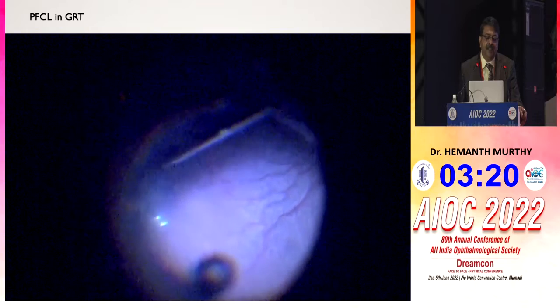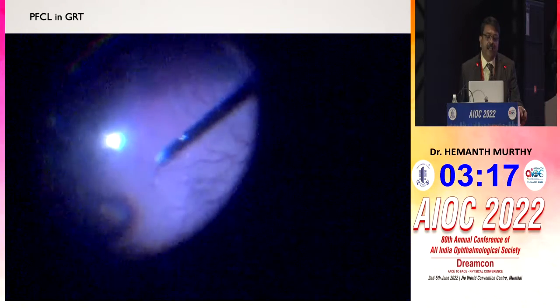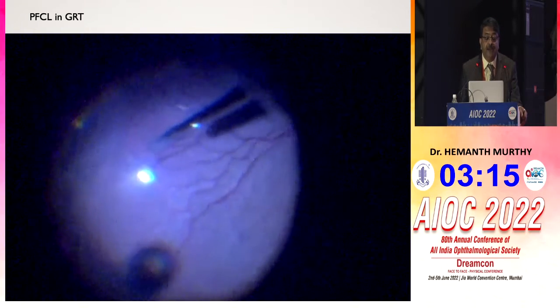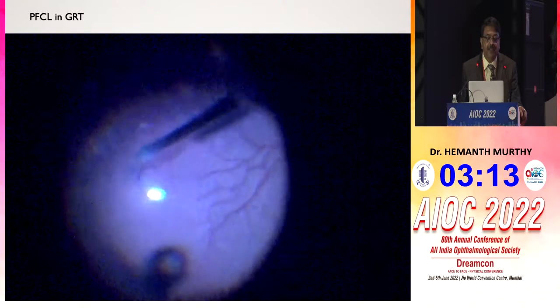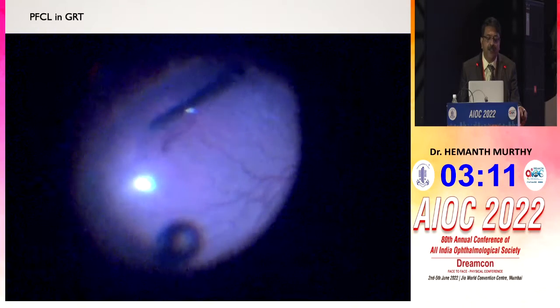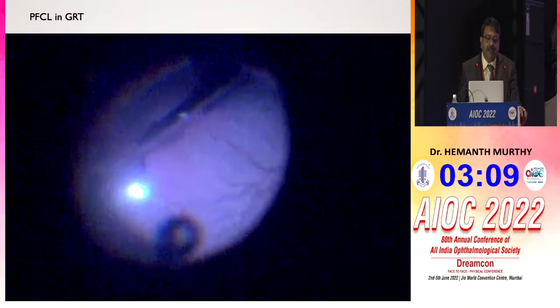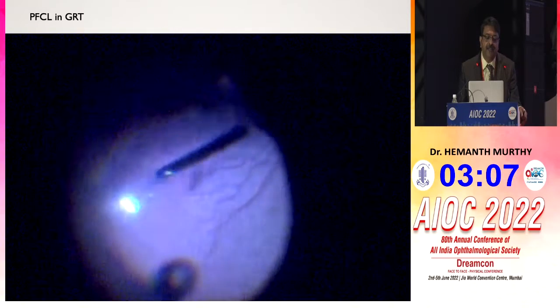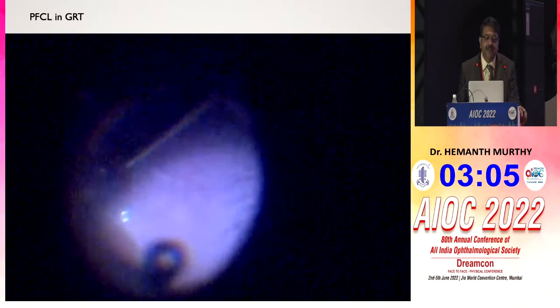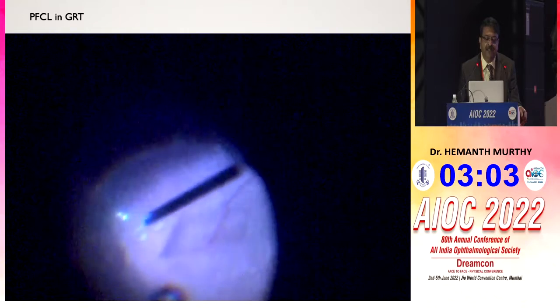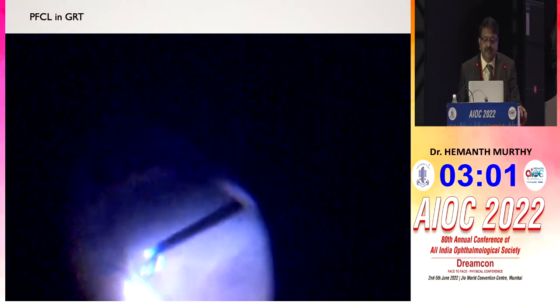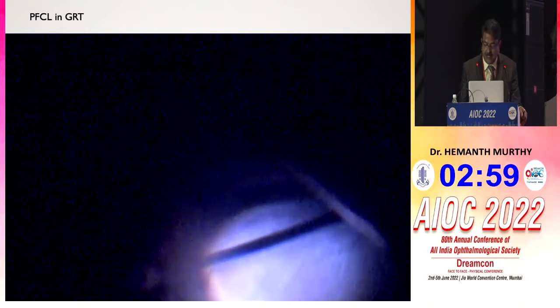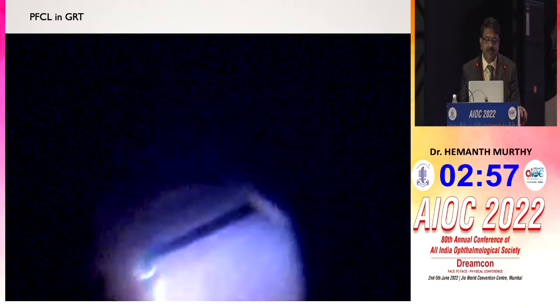So earlier, when we were using non-valved cannulas, we could use the soft tip cannula because it had a longer tip. Now with the valved cannulas, the tips have become smaller, so they tend to be very traumatic. So this is a relatively easier and atraumatic way of flattening the retina using the Finesse loop. So in this situation also, PFCL is very useful.